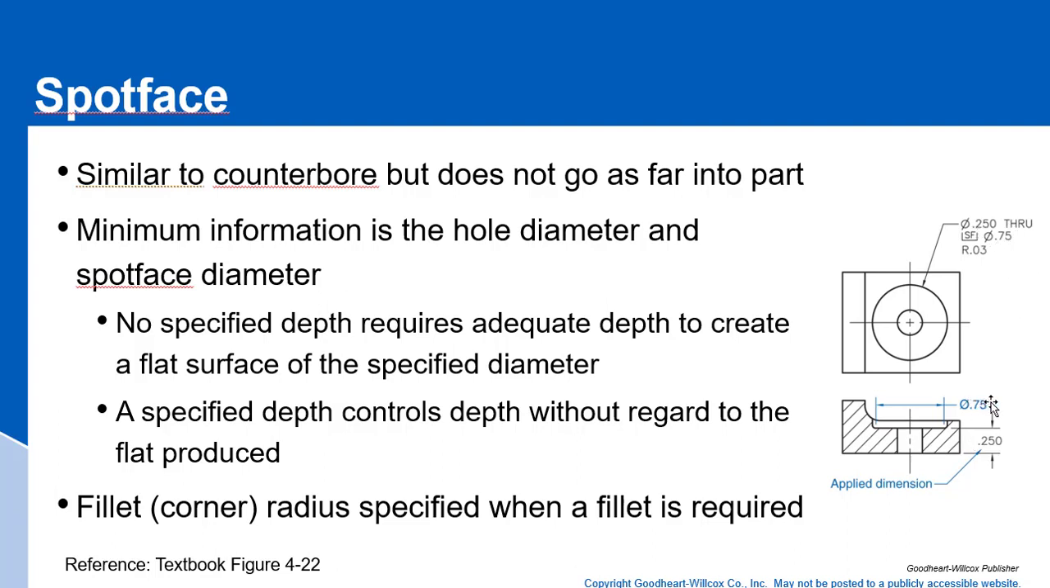In this case, the spot face diameter is this 750 thousandths, and then it's actually larger. The overall diameter is actually larger because it takes care of this radius. No specified depth requires adequate depth to create a flat surface. For the most part, these are specified like this. We have an applied dimension to the thickness that's remaining after you put the spot face in. And when the fillet corner radius is specified, it does not include this flat diameter. Okay, so that's a spot face.